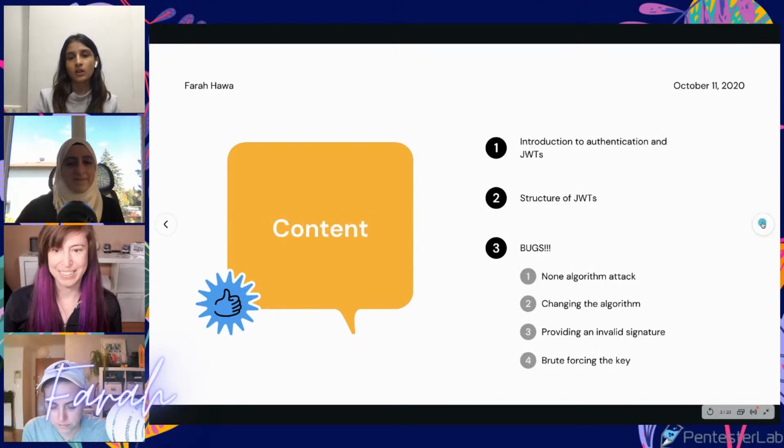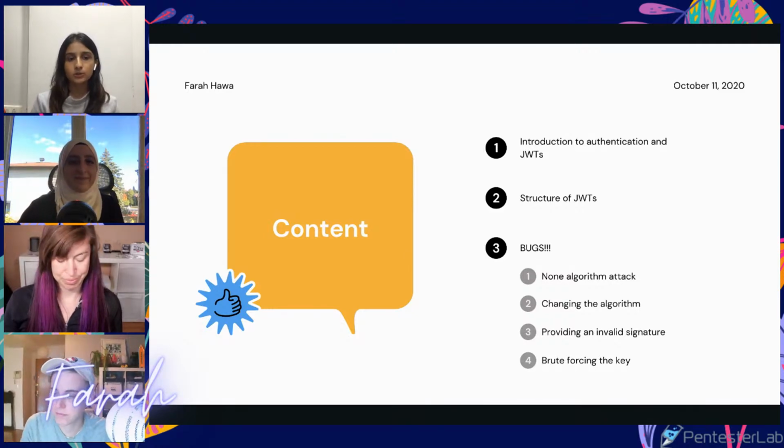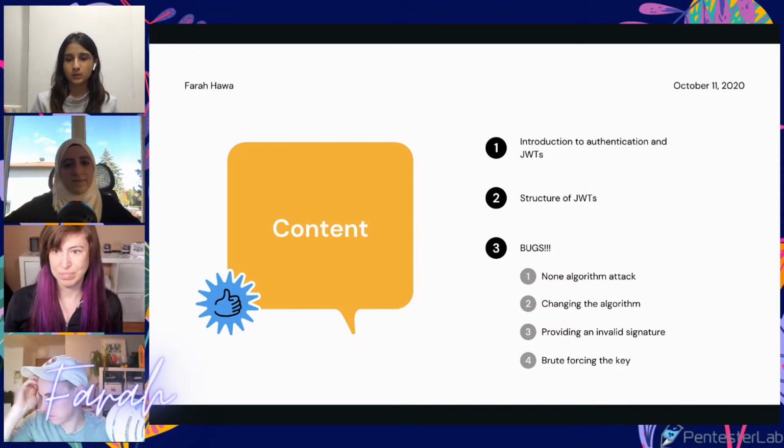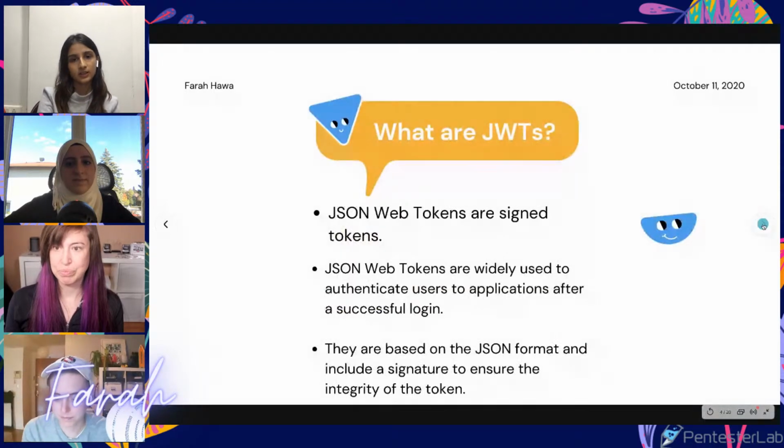So in today's talk, we're going to cover the introduction to authentication and JWTs. We're going to talk about the structure of JWTs, so what they look like when you open an application, what to expect. And then we're going to talk about the bugs. There are a couple of bugs that we're going to talk about. These are mostly basic, like I said. So I think we can get started.